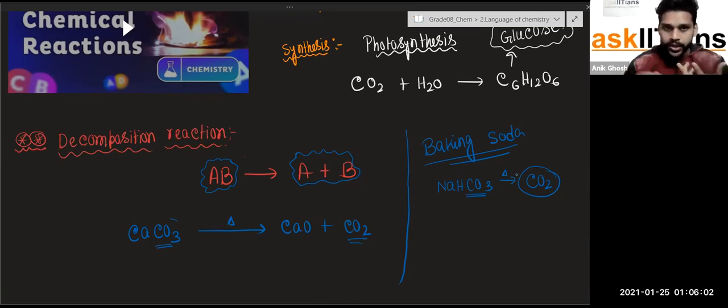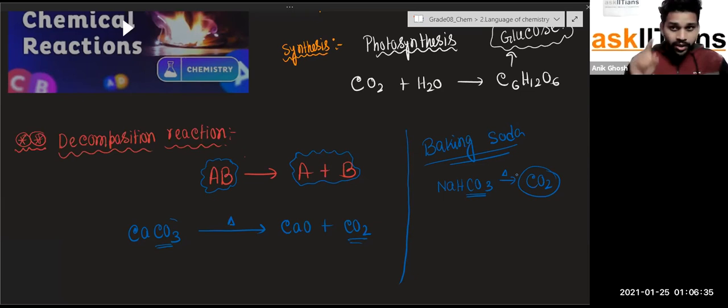Clear? Got my point? So this was called the decomposition reaction. Decomposition reaction is just the opposite of combination reaction. So let me show you again. If this product just breaks down like this, that is called a decomposition reaction. This is combination and this is decomposition. Formation of this bond is called combination. Breaking of this bond is called decomposition.